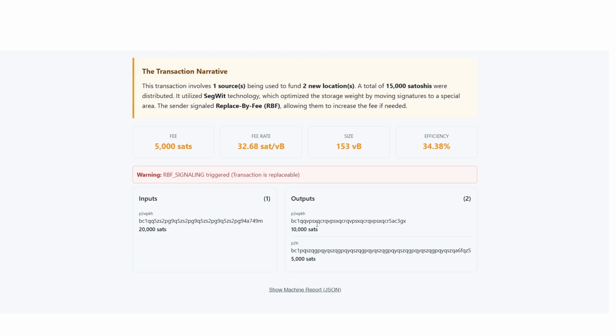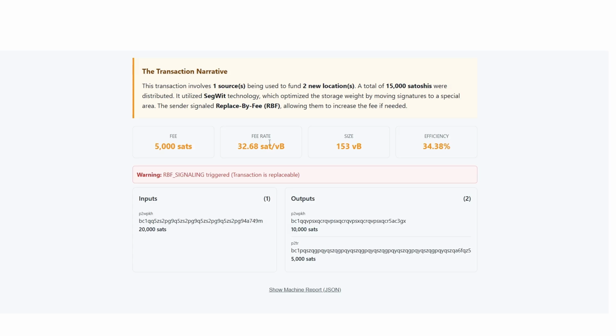If we look at the top stats, we see the fee. The fee is simply the total inputs minus the total outputs. The difference is given to the network miners as a reward for processing our transaction. The fee rate is the fee divided by the transaction size measured in vbytes. Larger transactions take up more space and require higher fees. Transaction size matters, which is why we use technologies like SegWit.